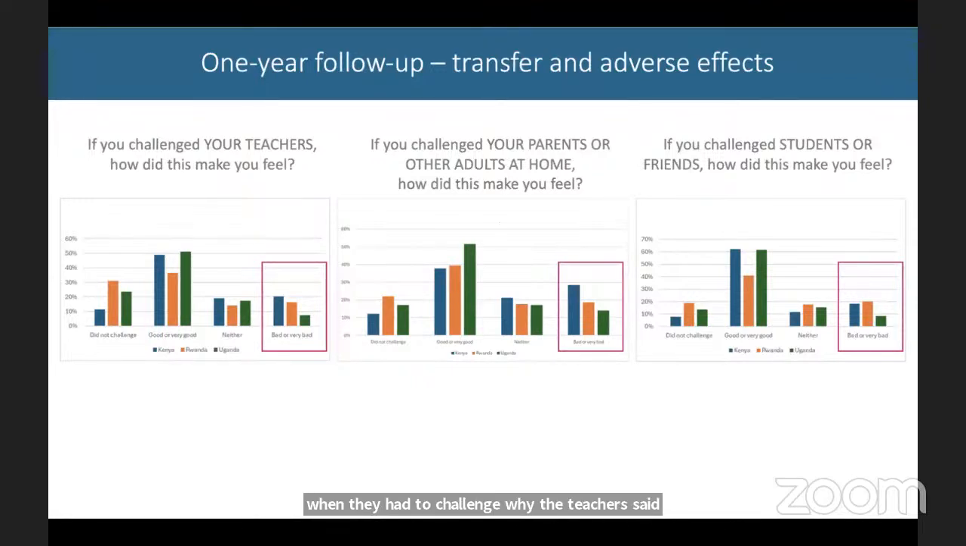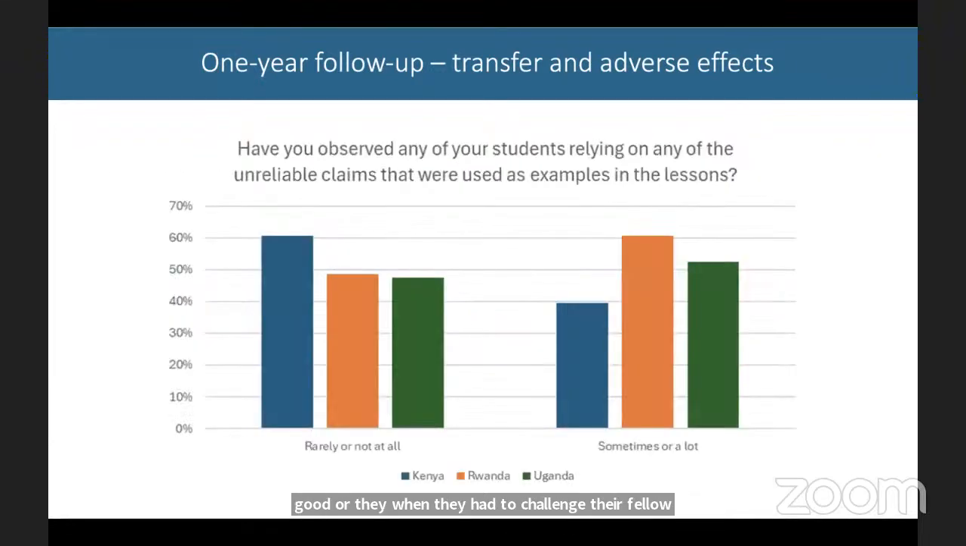Same applies to more or less 30% and below of students. They felt bad or very bad when they had to challenge parents or other adults at home. Same applies to their fellow students, more or less 20% across countries felt that they didn't feel good when they had to challenge their fellow students.